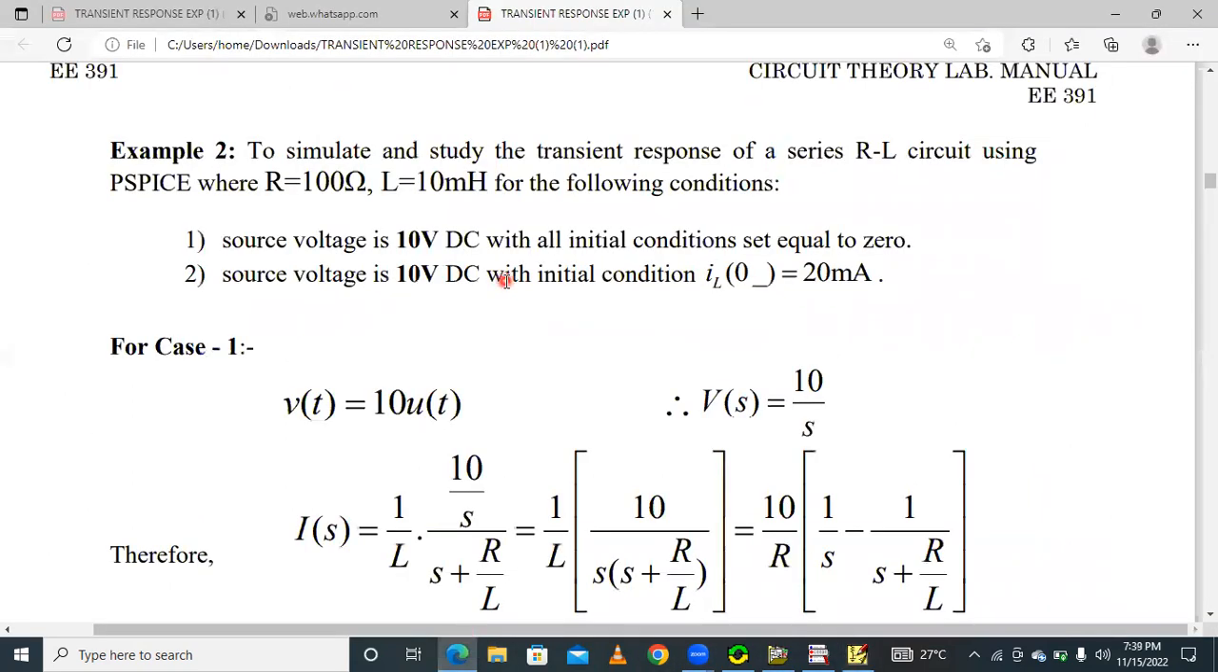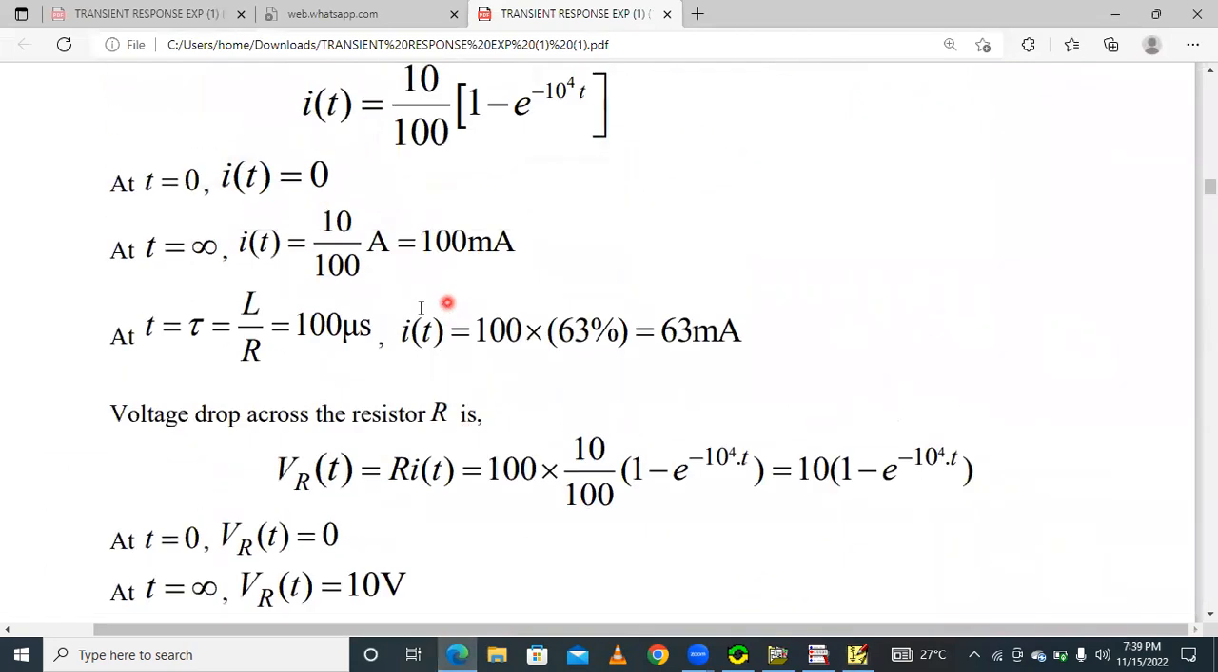Then after that, what is the time constant here? Time constant is 100 microseconds. So the final steady state time is 5 time constants, that is 500 microseconds. So we have to give a time greater than the final steady state, 5 time constants, 500 microseconds.